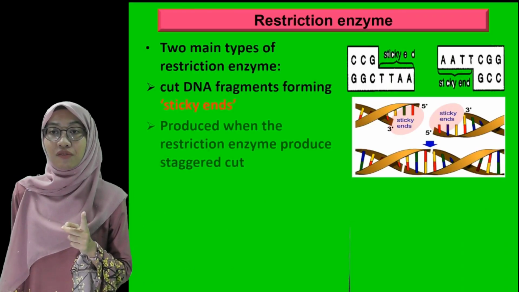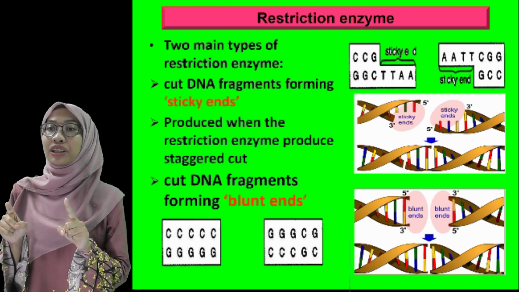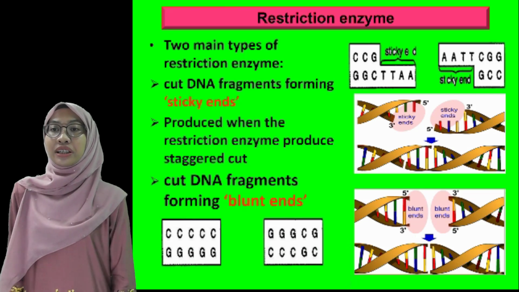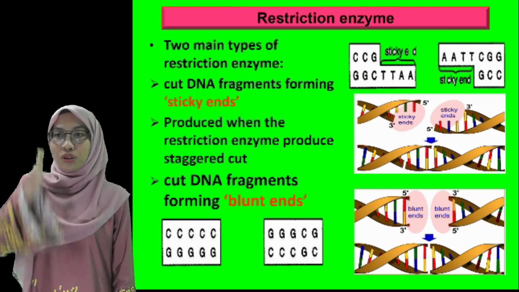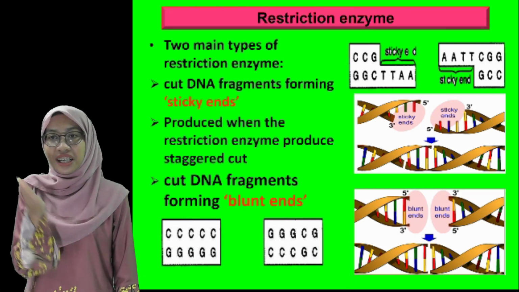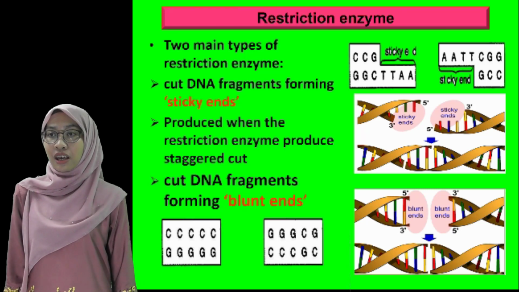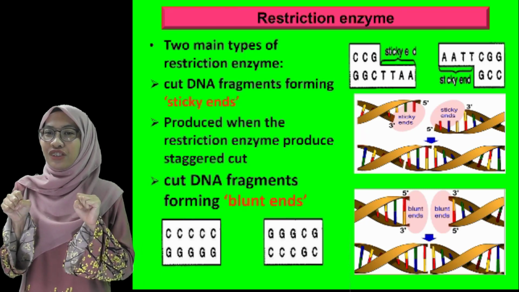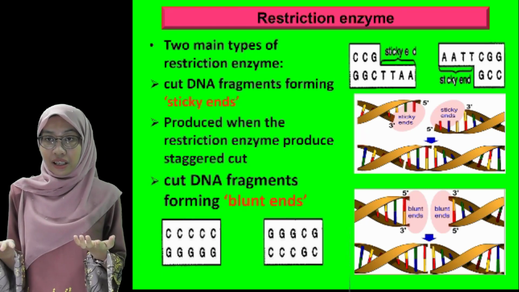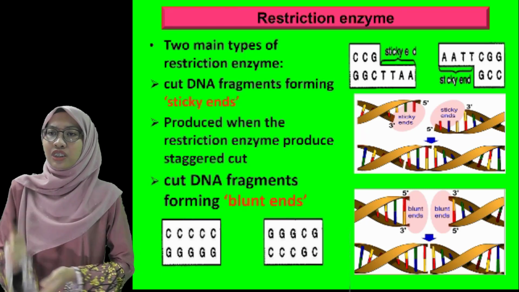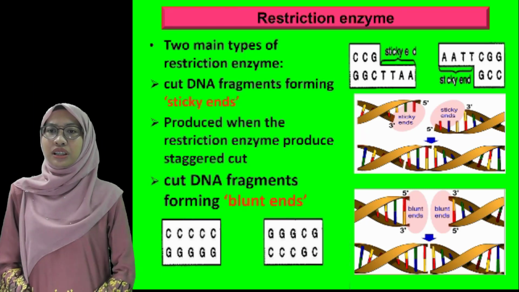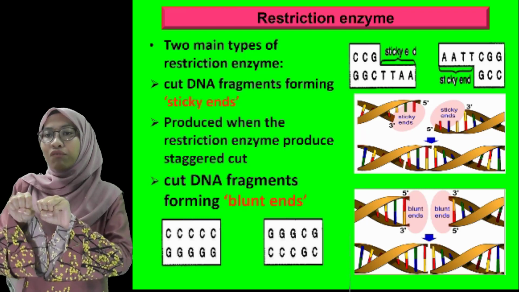Restriction enzymes are divided into two main types based on the technique of cutting, which are either staggered cut or straight cut. When a staggered cut is used to cut DNA fragments, it will form sticky ends of DNA fragments. While if the DNA fragment is cut straight through, it produces the blunt end of the DNA fragments.